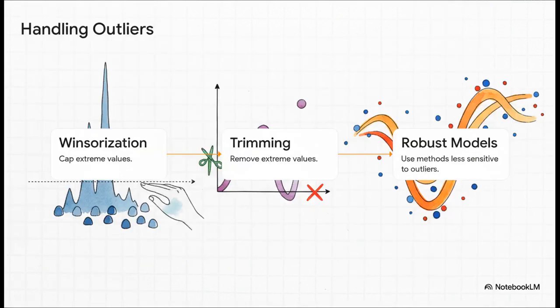Sometimes our data has these weirdos, outliers, extreme values that can totally throw off the whole analysis. To deal with them, we have a few standard strategies, like capping the extreme values, just removing them, or using special models that are built to be less sensitive to them.